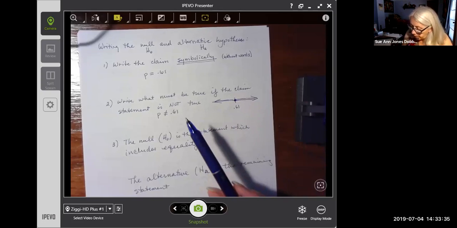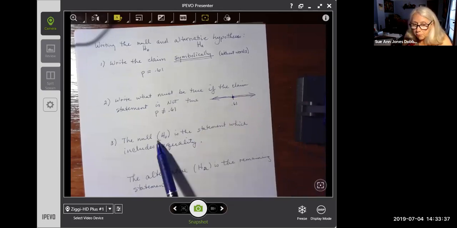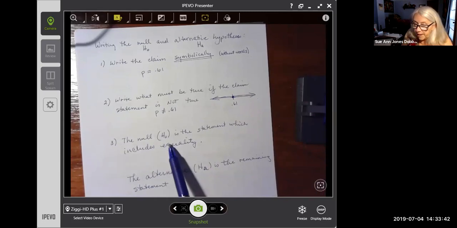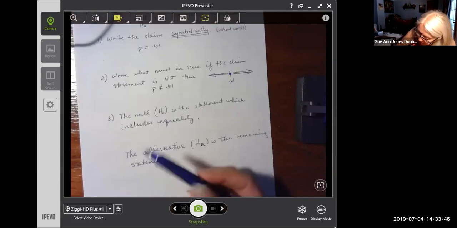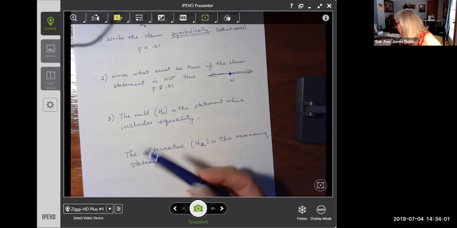So going on to step 3, the null hypothesis is the one that included equality. Well, that's clearly the first one. So the null hypothesis is P equals 0.61. That leaves the alternative hypothesis to be P is not equal to 0.61. Okay, so let's do the second one.